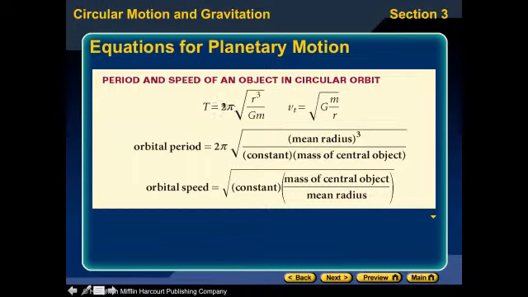Because period is related to velocity, we can also show this equation in terms of velocity: v is equal to the square root of G times M over r. M is always the mass of the central object, and r is the mean radius, the average radius. So orbital period and orbital speed.